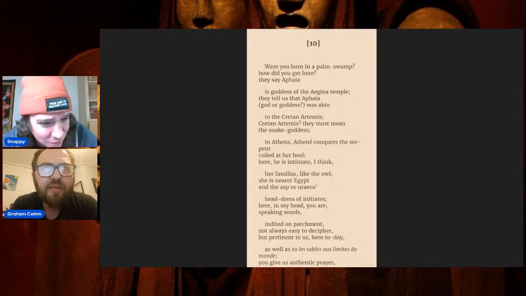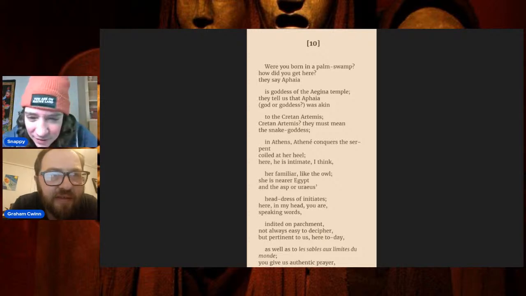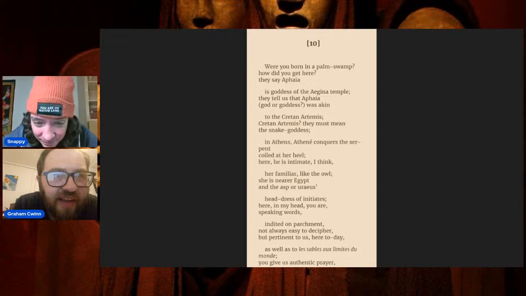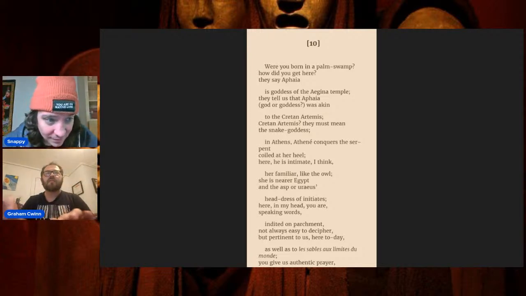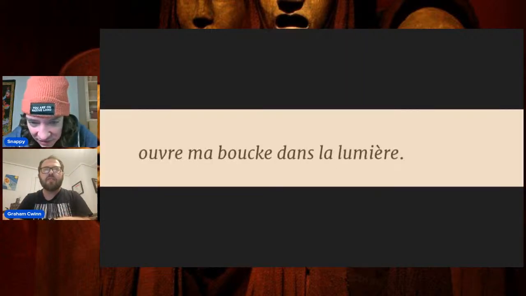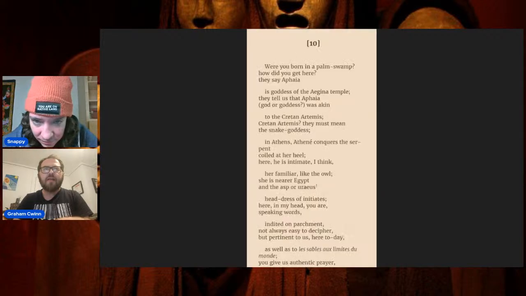The limiting sand of the world? What do you think? Les sables aux limites du monde. I'm trying to find the line here. It's the last line. Yeah. Les sables aux limites du monde. Well, sable is sand, and monde is world.